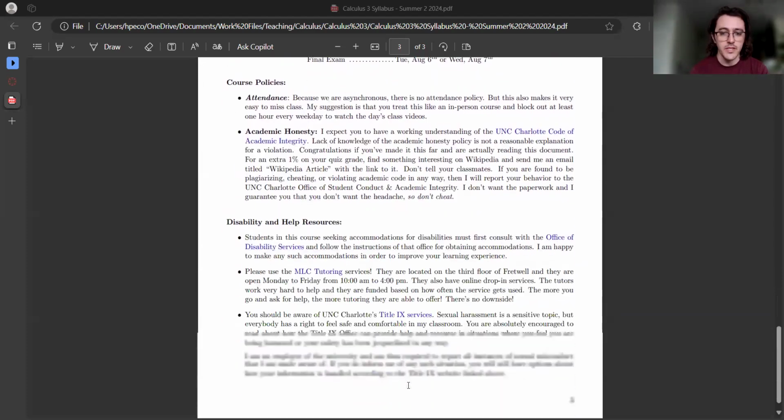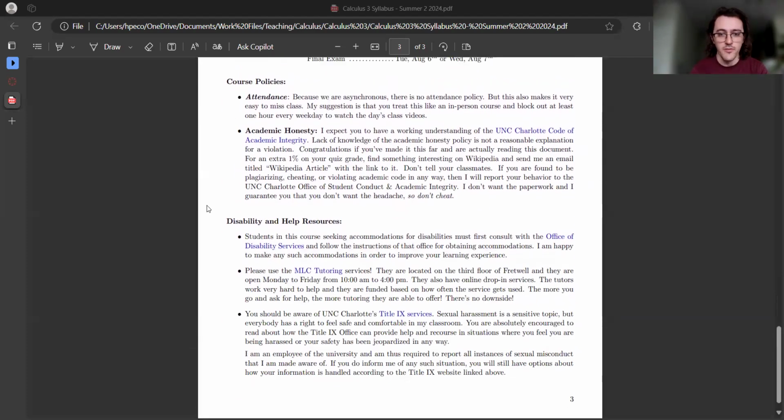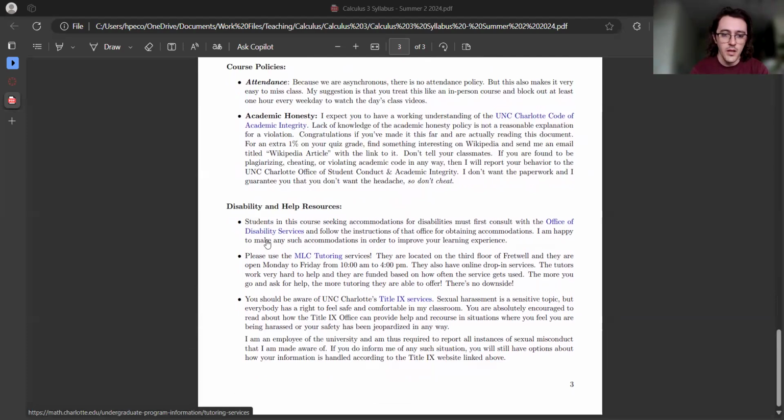Academic honesty, basically don't cheat. It causes more problems for me and more paperwork, and it causes more headache for you. And then the last thing is disability and MLC services. I already mentioned the MLC. Disability, if you need accommodations like extra time for quizzes or tests or something, you have to go talk to them, and then they'll send me an email. And then the MLC is really, really helpful if you're struggling with anything in this course or anything in previous courses, like that trig that we talked about a second ago.